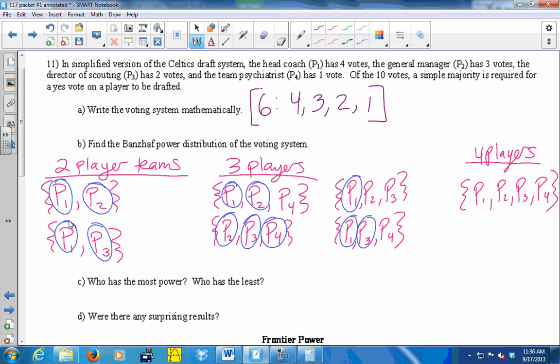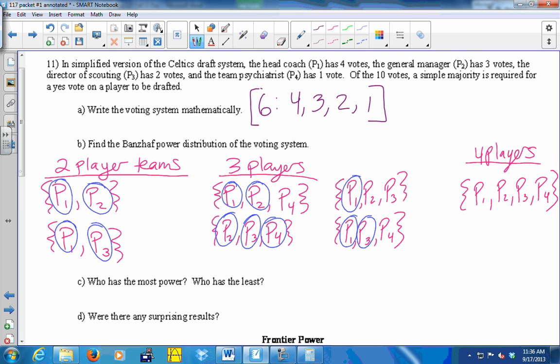Okay, so with 4 players, the Grand Coalition, if player 1 leaves, do 2, 3, and 4 have enough to pass a motion? Altogether, they do. So that means that player 1 is not critical, right? What if player 2 leaves? Are there enough? Yeah. Player 3? Yeah. And player 4? Yeah. So no one's critical in the Grand Coalition. Anyone can leave, and the remaining 3 will still be able to pass a motion.